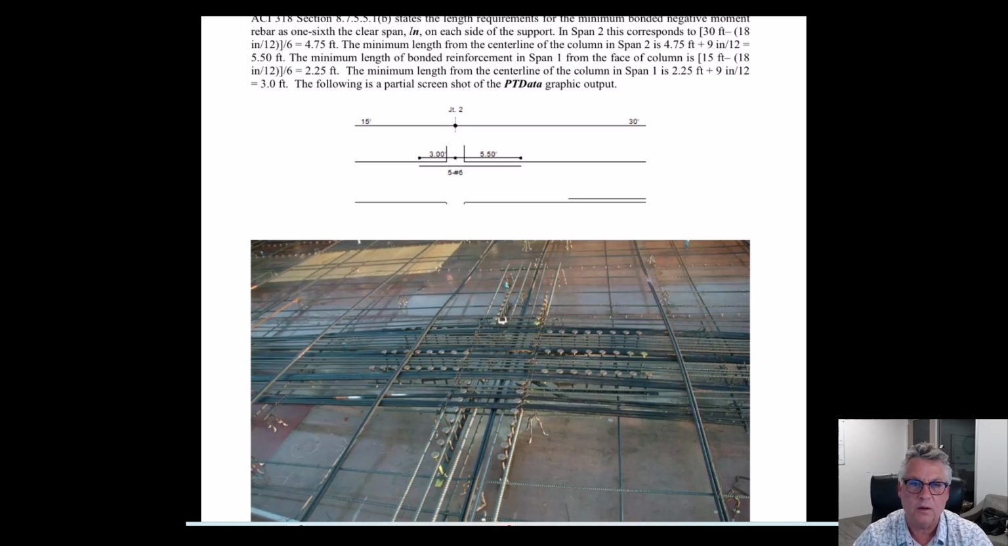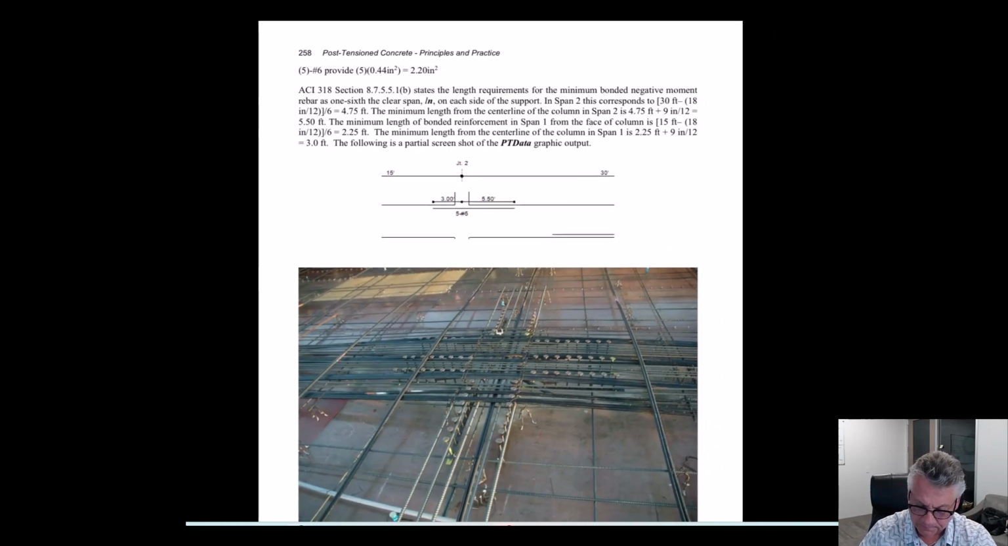This minimum amount of steel is required to be within 1.5 H of the face of the column on each side. So you can't distribute this out very far. You've got basically the total width of the column plus 3 times the slab thickness to get this minimum bonded reinforcement in. So you got to be careful about that. Make sure your typical details reflect that.